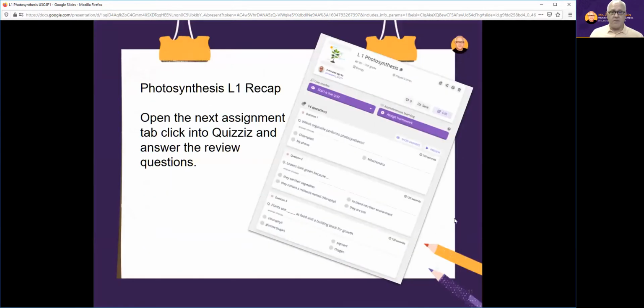So, update your notes. You can open up the slides in the next tab here, and then open up the next assignment tab and do the review quizzes on photosynthesis.